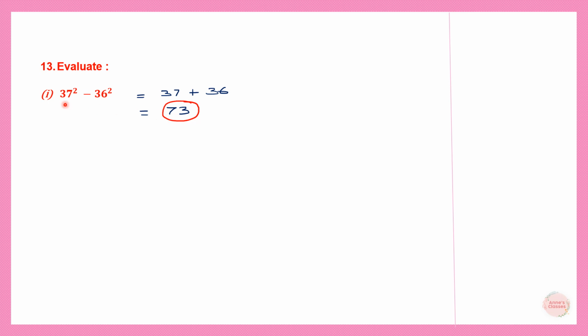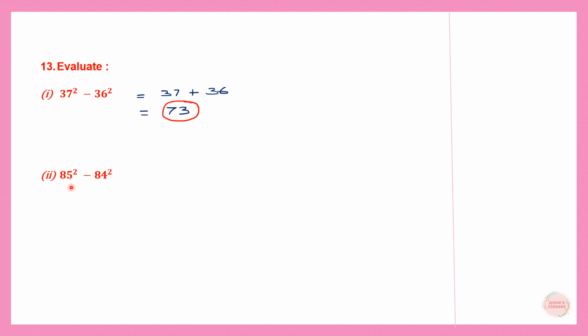Now if you actually work this out, 37 into 37, get your answer. 36 into 36, get your answer. When you minus both, you will get 73. So you don't have to do that. You don't have to waste your time multiplying. You just have to apply the property. So this is n. This is n plus 1. The squares of both when you subtract, the answer is n plus 1 plus n. Okay, it's the same thing. So we just have to add up this instead of working this out.